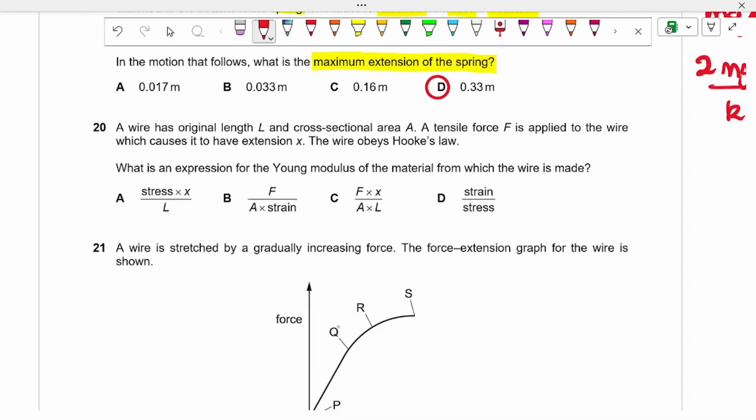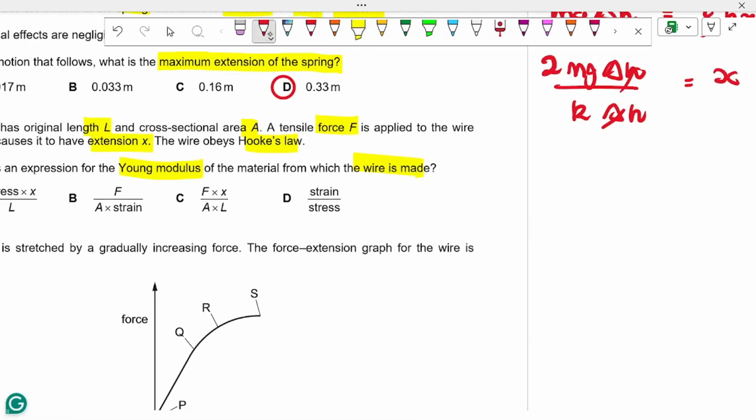Question 20. A wire has original length L, area A, and a force F is applied, causing it to have an extension X. The wire obeys Hooke's law. Which is the expression for Young modulus of the material from which the wire is made? Beautiful. So I know that Young modulus is equal to stress over strain. You cause a certain stress on a material, it strains. And stress is basically the force divided by area.